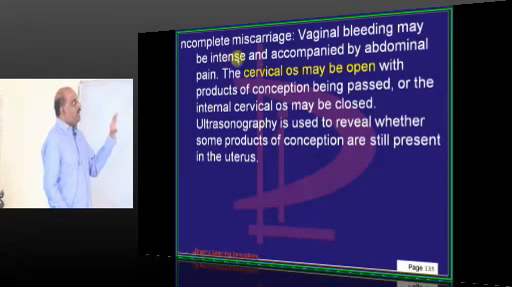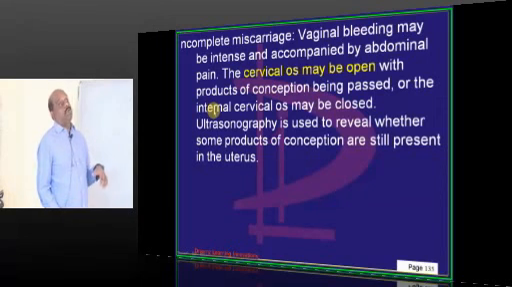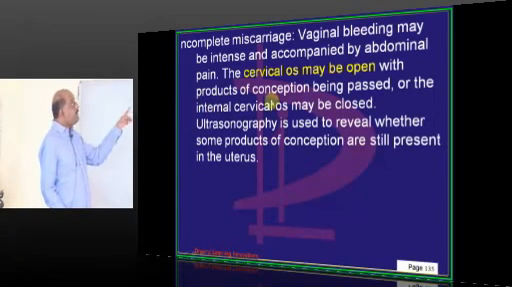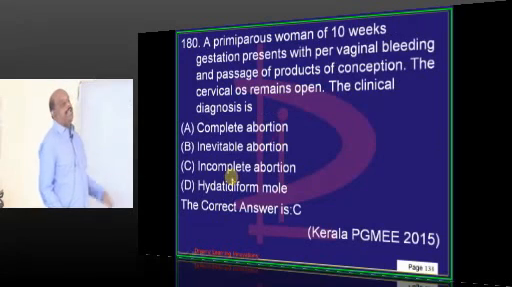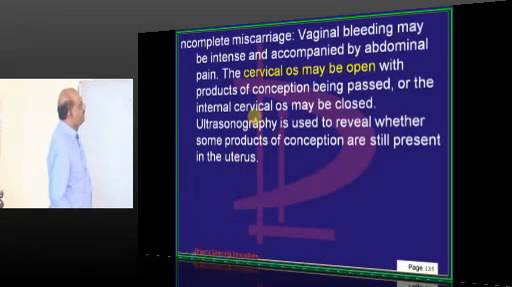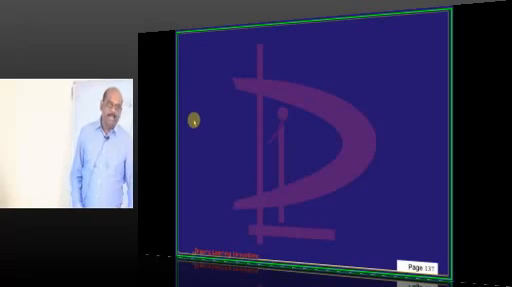So the cervical os may be open or may be closed, it doesn't matter. But passage of the products of conception is a clue to tell that it is incomplete abortion, which is what you need to basically remember. So these are some more questions of Kerala PG.